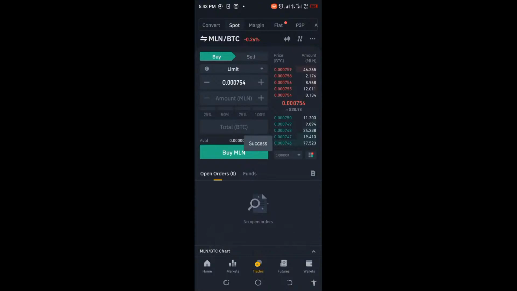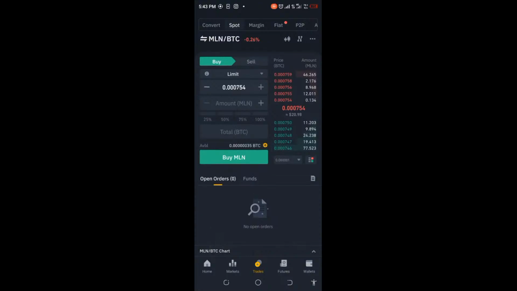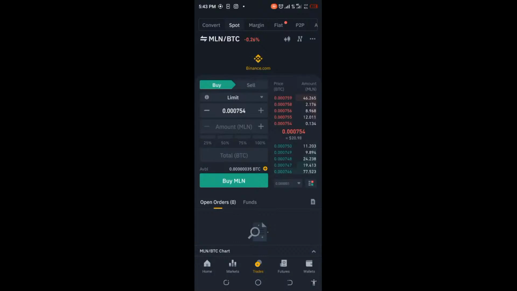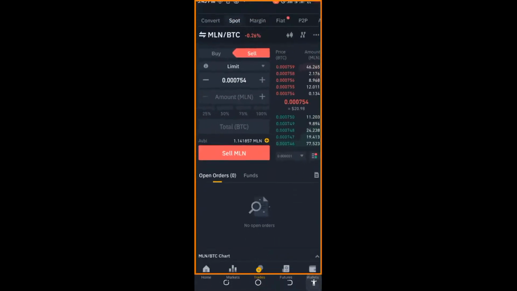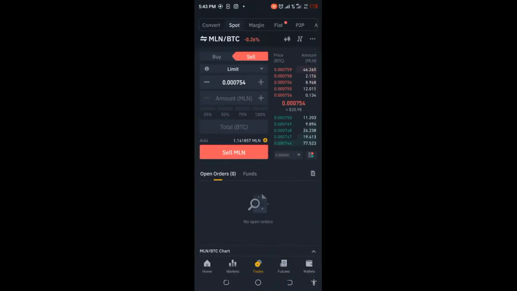Interesting. I think I bought it. Am I sure? Let's be sure. It seems like it was bought. Perfect. So what do we have here? 1.14. So now we're going to go over to sending this right to KuCoin. So let's run along and make this really fast.